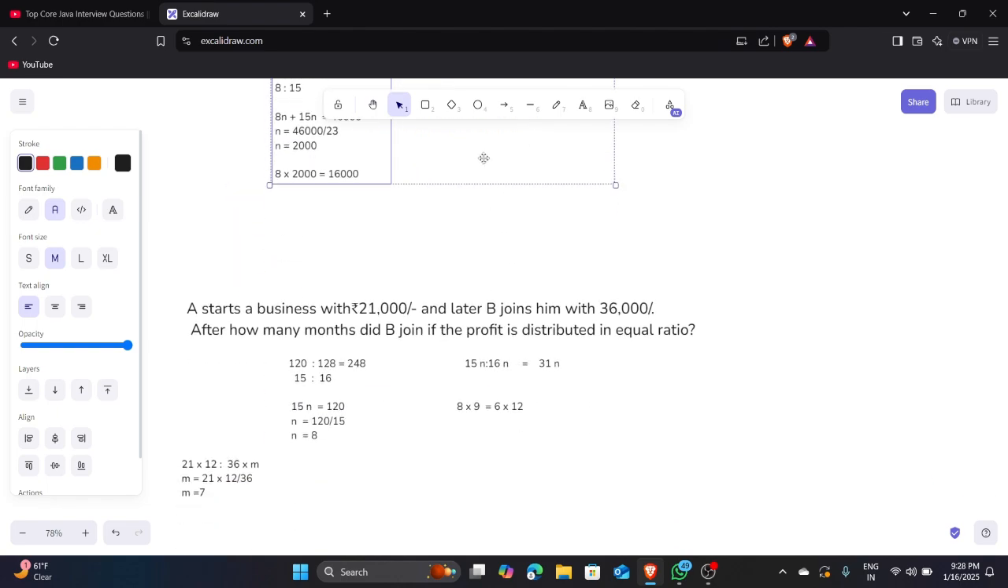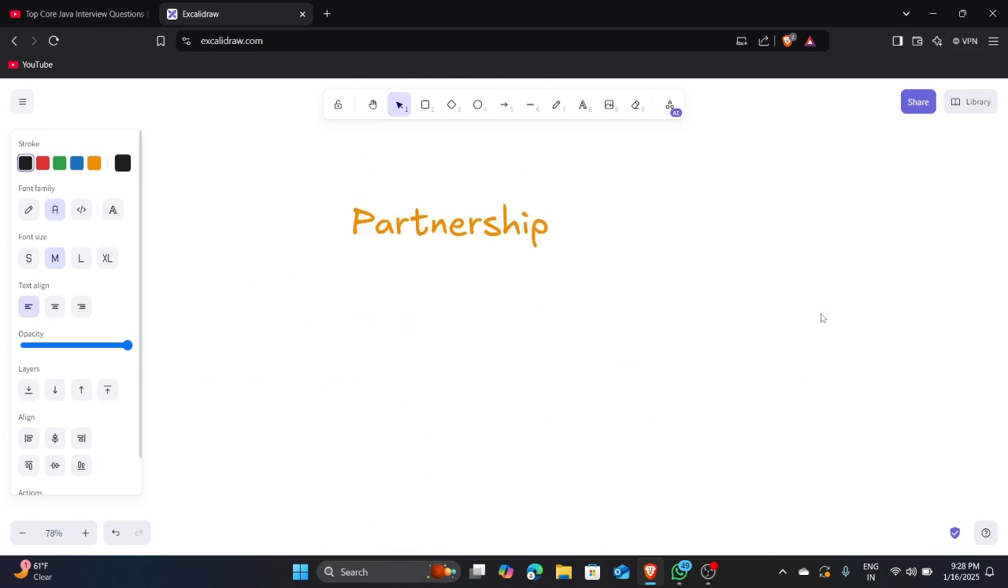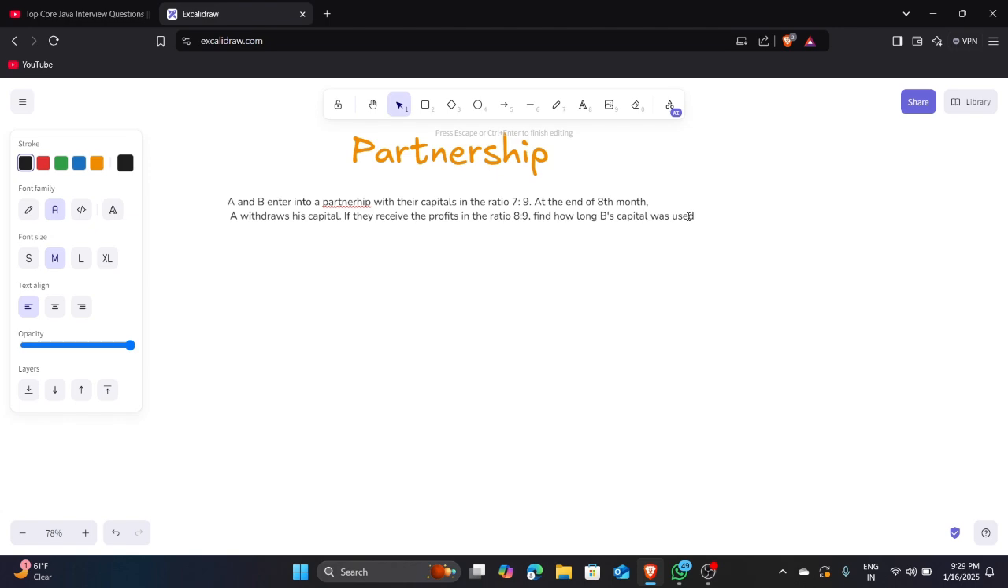Okay, with another question. If A and B enter into a partnership with their capital in the ratio 7:9. I think the spelling of partnership is wrong.